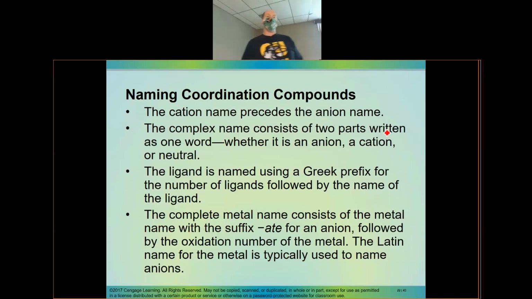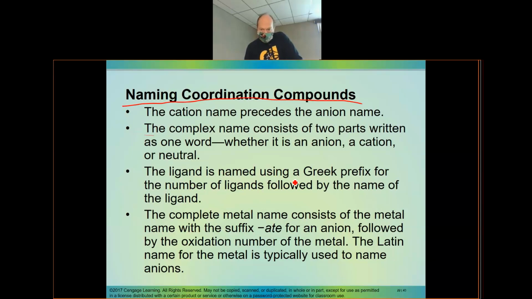All right, so we did some naming. Here are the rules. When you're naming coordination compounds, the cation name precedes the anion name. So you want sodium chloride. It's not chloride sodium. The positive ion is always named first, then the negative ion next. The complex name consists of 2 parts written as one word. So you've got your ligands and then you got your metal, whether it's an anion, a cation, or neutral.